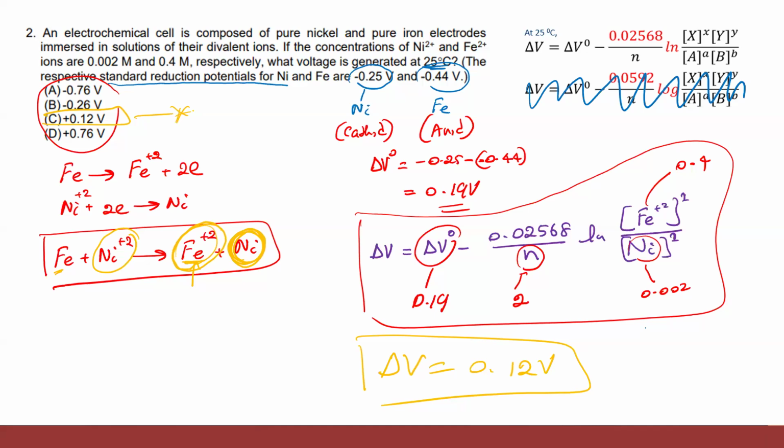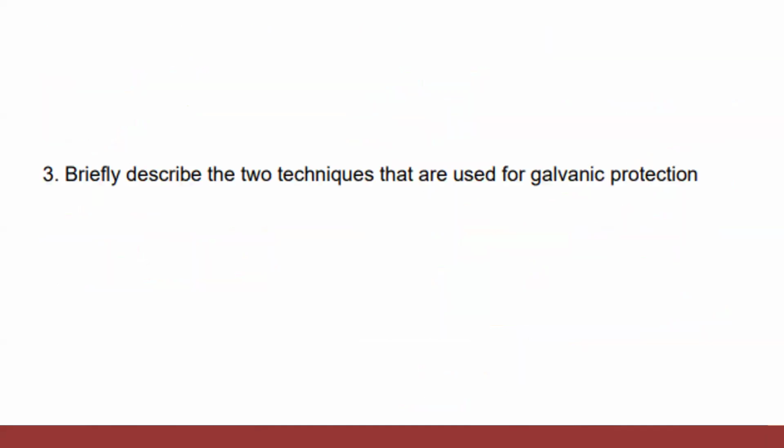Okay, now we have the third question. Can I move to the third question? Anyone need more time? No? Okay, third question. Briefly describe the two techniques that are used for galvanic protection. So corrosion can be prevented, like, we can have some coatings to prevent corrosion. But if you consider this reaction in the reaction side, how can we protect a metal? Which metal is corroding, anode or the cathode?